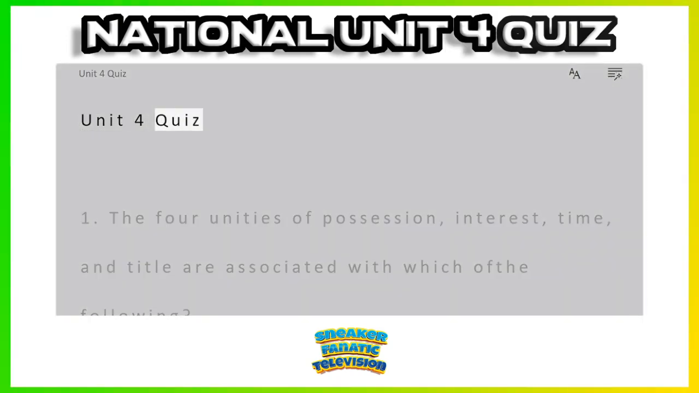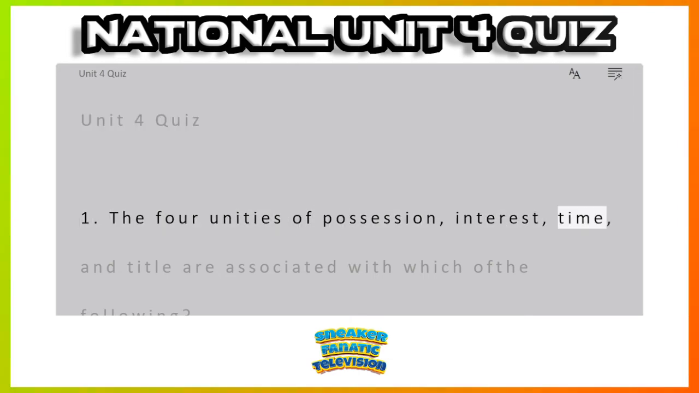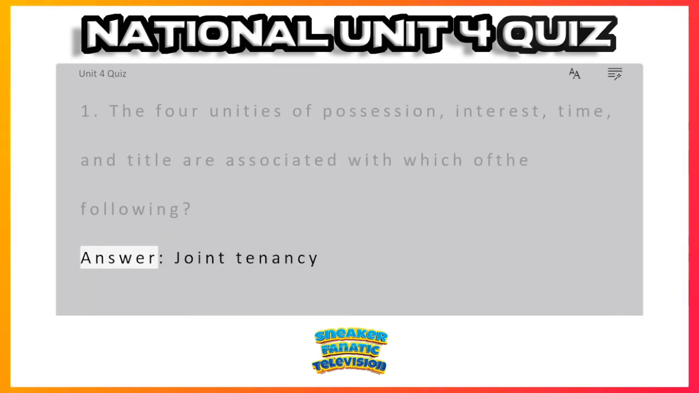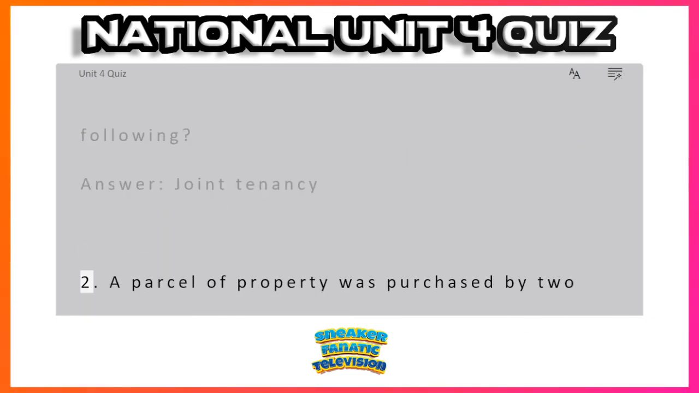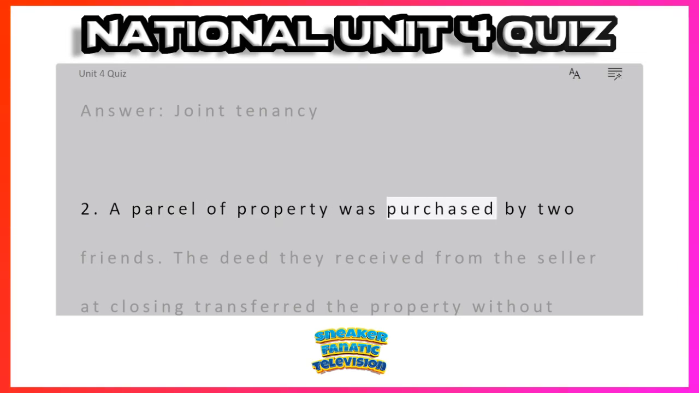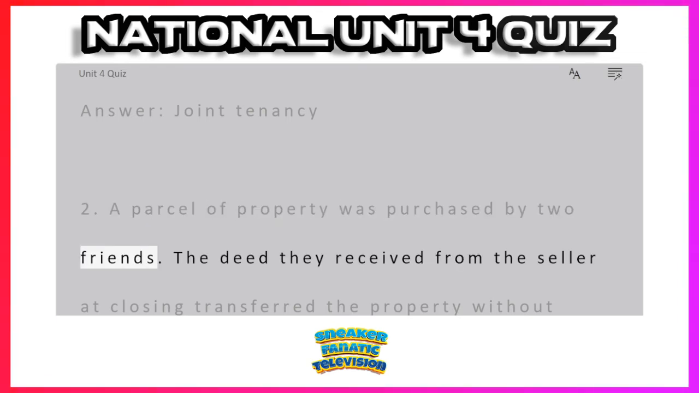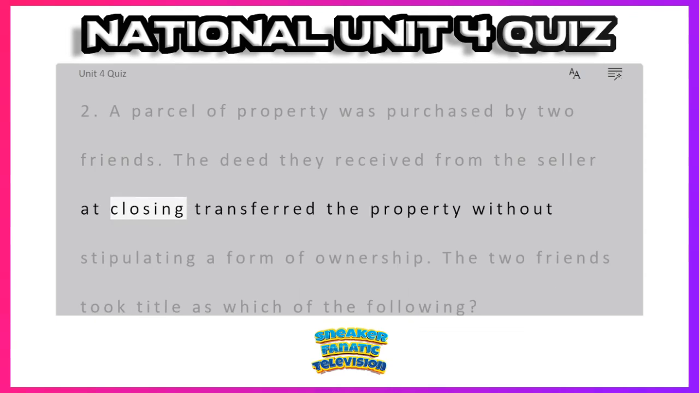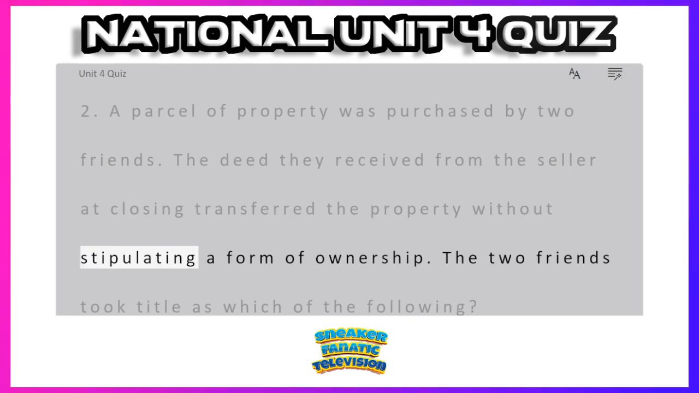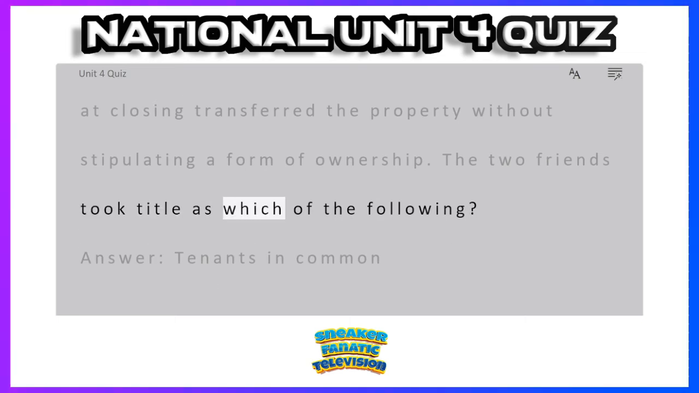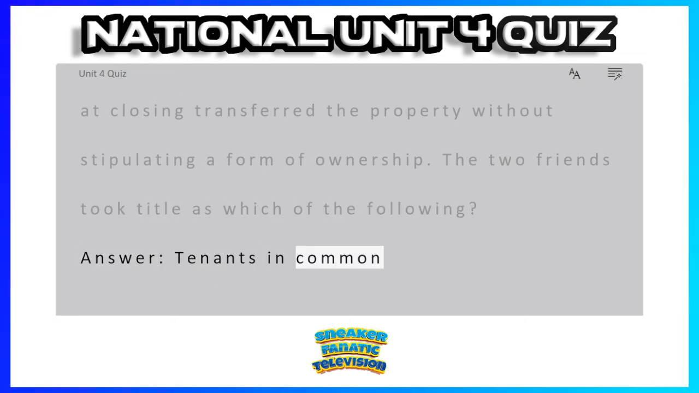Unit 4 Quiz. 1. The 4 unities of possession, interest, time, and title are associated with which of the following? Answer: Joint tenancy. 2. A parcel of property was purchased by 2 friends. The deed they received from the seller at closing transferred the property without stipulating a form of ownership. The 2 friends took title as which of the following? Answer: Tenants in common.